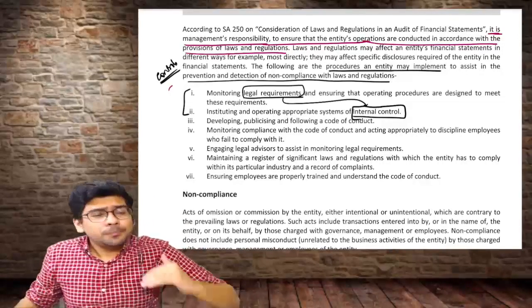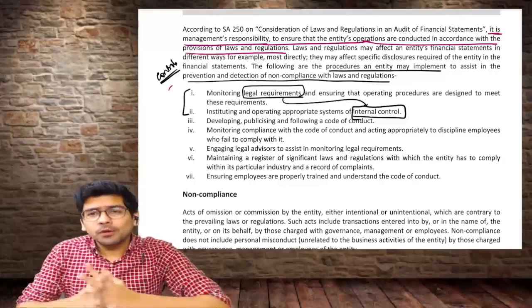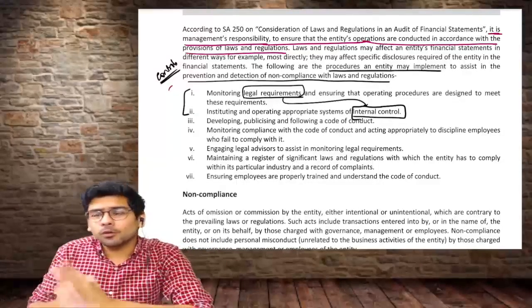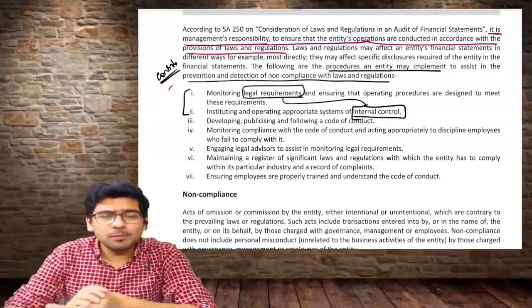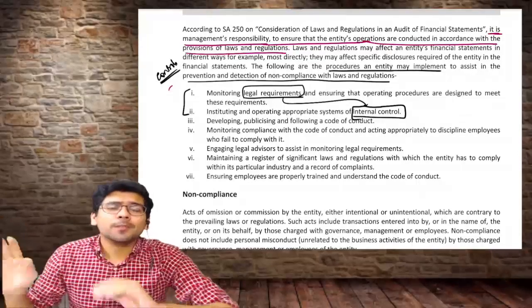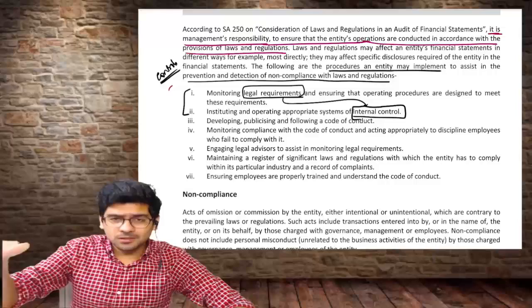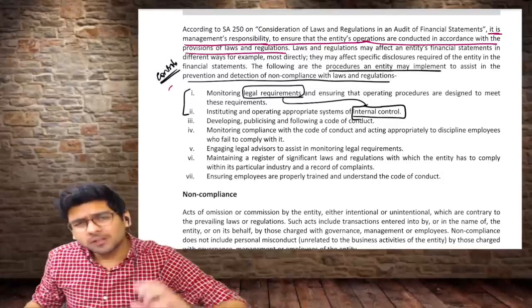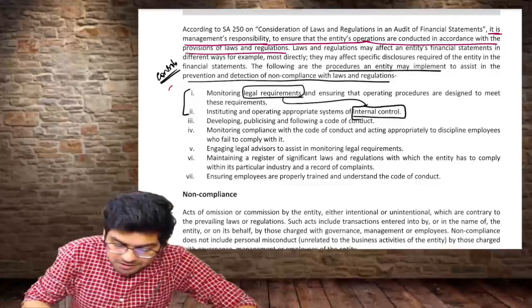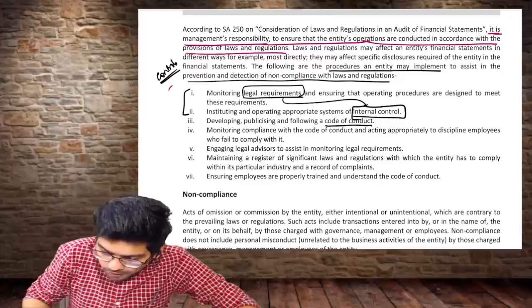Now, the employee should also know that these are the laws that need to be complied with. This return has to be filed on a timely basis. The workers working in the factory should know that these are the laws they need to comply with. They need to be updated, right? So the point here is developing, publicizing, and following a code of conduct.